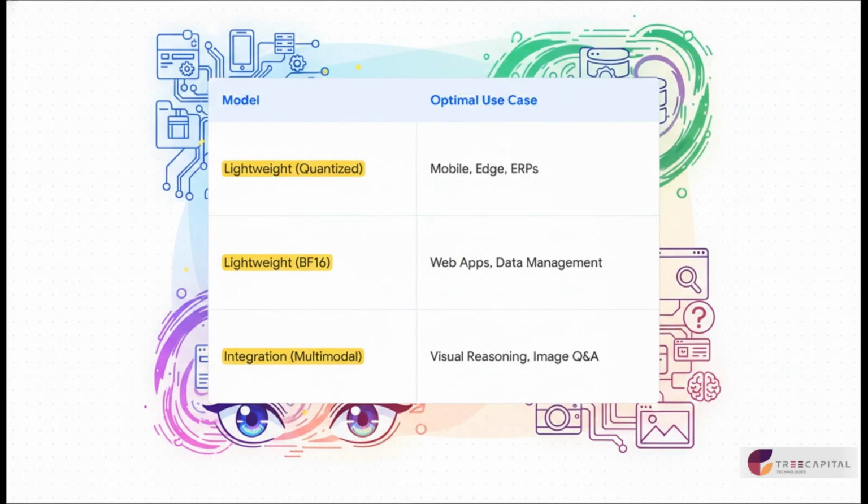So what does this all mean in practice? It means you get to pick the exact right tool for the job every single time. Need AI to run inside your mobile app or on an edge device? That smaller, quantized model is perfect. Building a big web application that needs that full, uncompromised precision? The standard BF16 version is your go-to. And of course, anytime you need to understand what's in an image, the integrations model has your back.